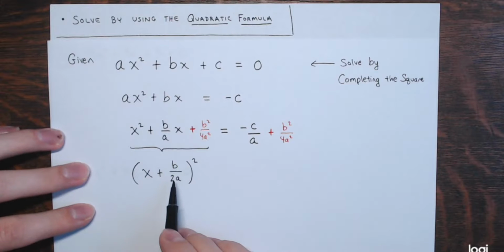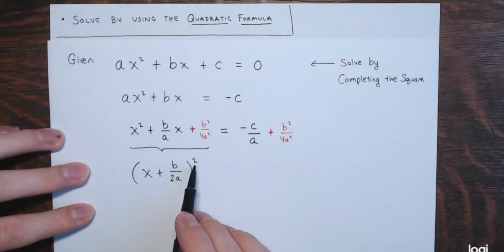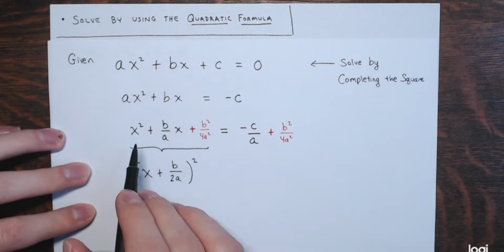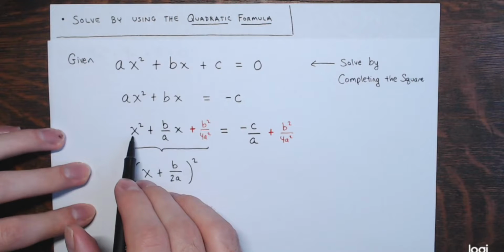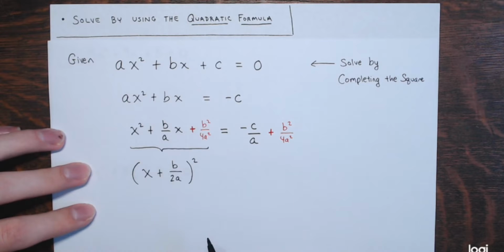And you can check this. Take x plus b over 2a and square it. X plus b over 2a times x plus b over 2a again, FOIL and combine like terms and simplify. You'd end up with x squared plus b over a times x plus b squared over 4a squared.